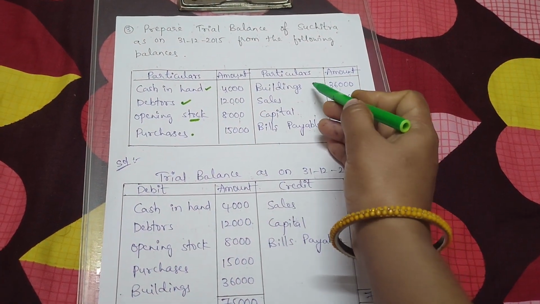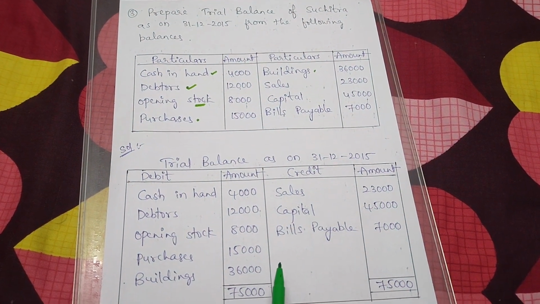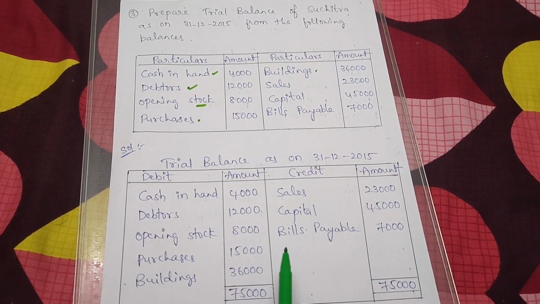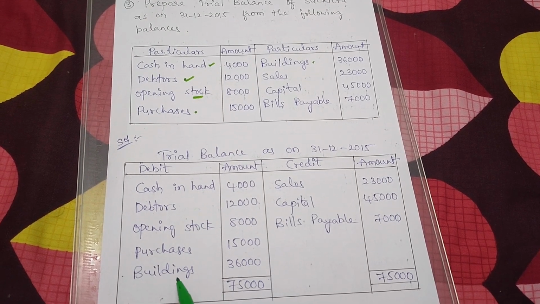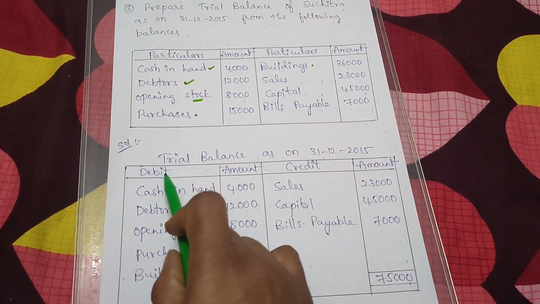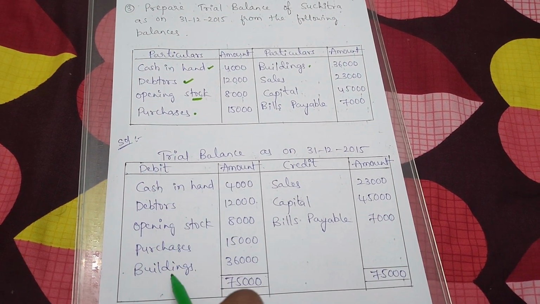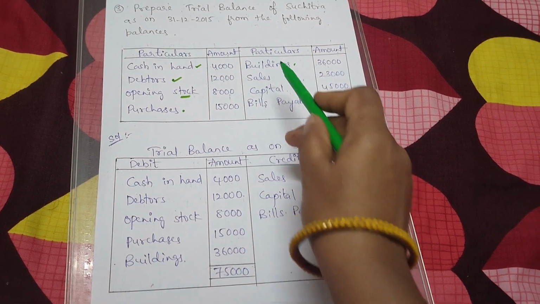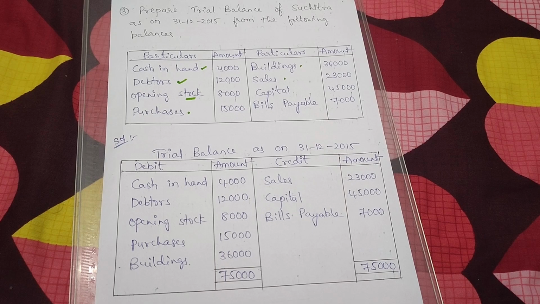Let us see the next item. Buildings. Buildings also is an asset. Buildings, furniture, machinery, these all are assets. So assets we have to record under debit. That is why buildings are recorded under debit, 36,000.